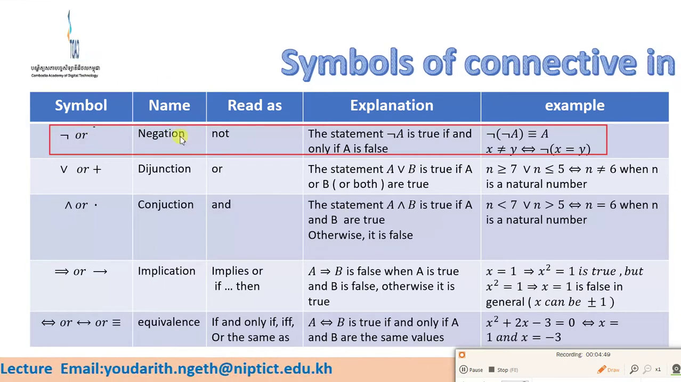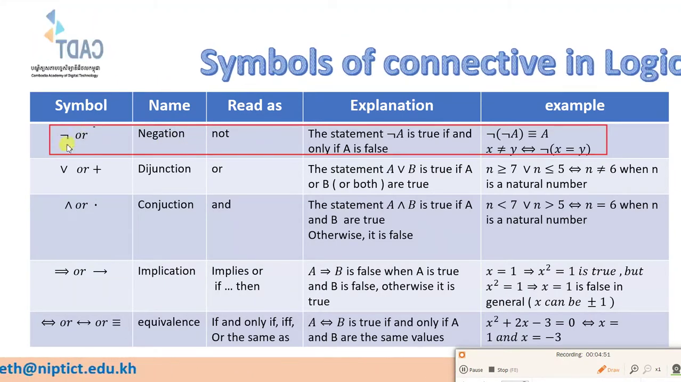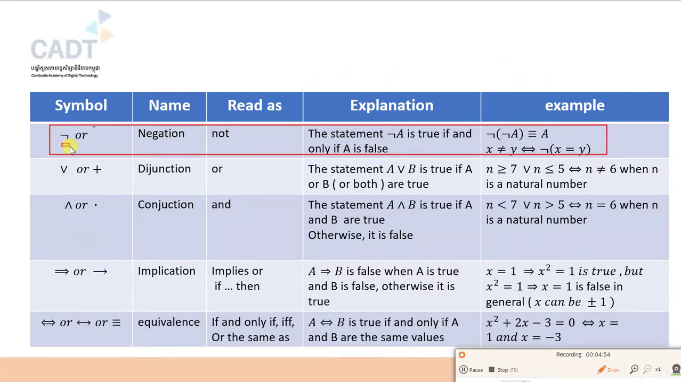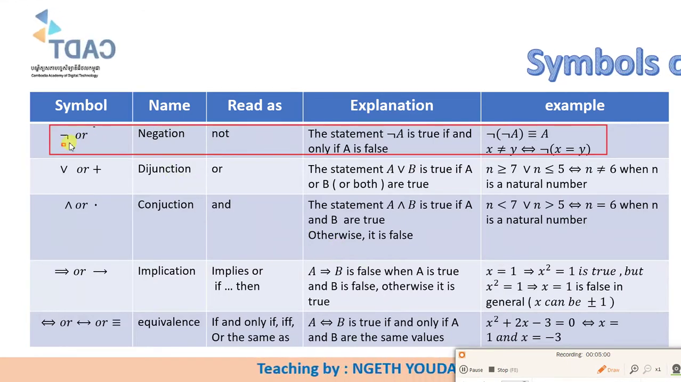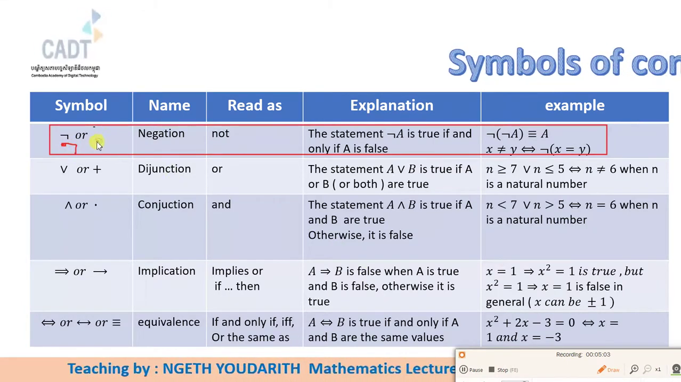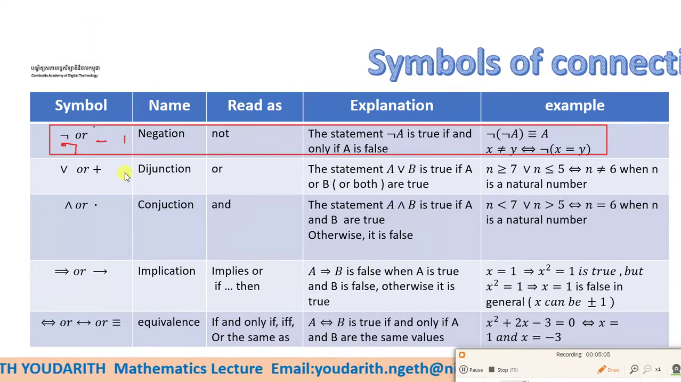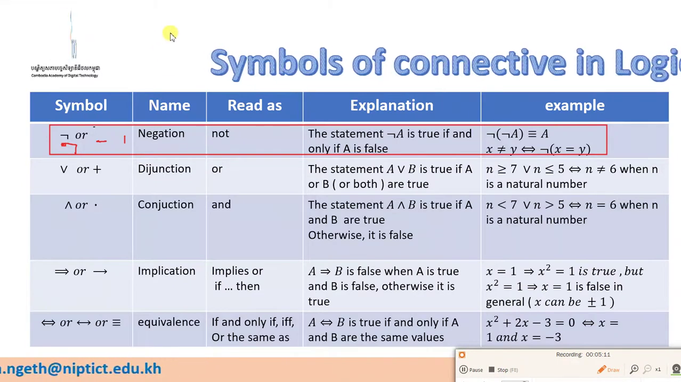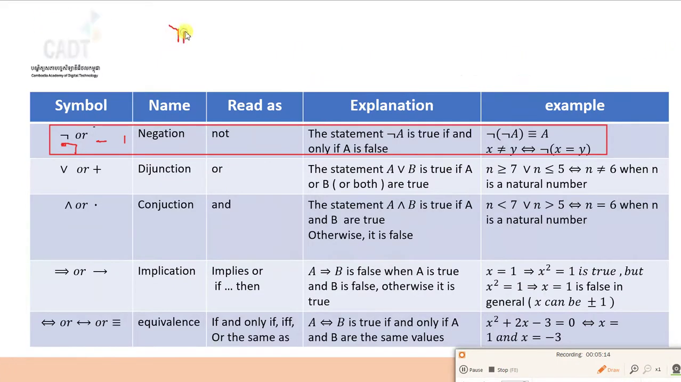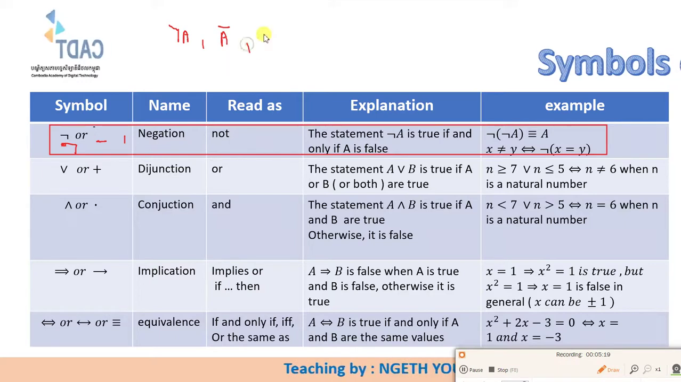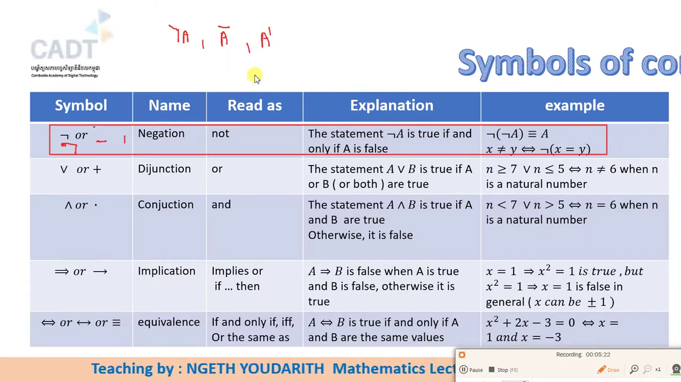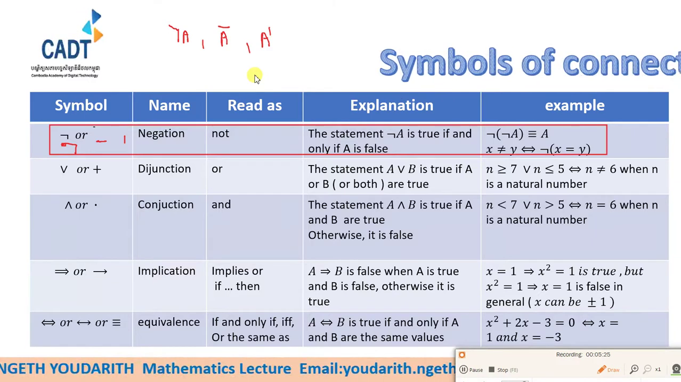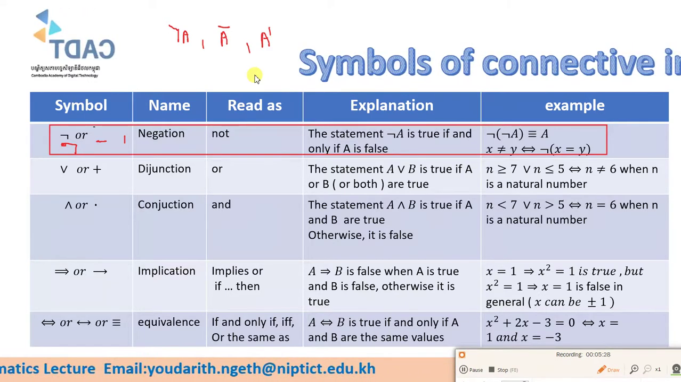The first is negation. We can write negation in different ways, or sometimes people write it with a prime. This is our negation. For example, we can write negation A like this, or like this, or like this. It depends on the book or the writer and how they want to write negation.